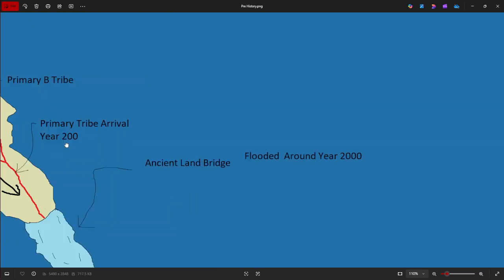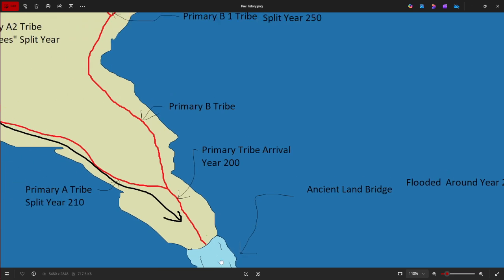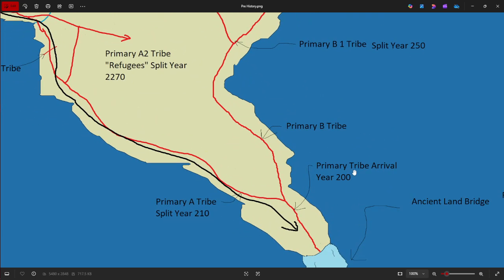The first peoples to arrive on this island crossed across an ancient land bridge, and they were called the primary tribe. And these people, they were tall and quite tan-skinned, and their ancestors had a habit of migrating. So they arrived in year 200, and a group of them decided to settle down in the calcareous woodland, and they can be mentioned later.